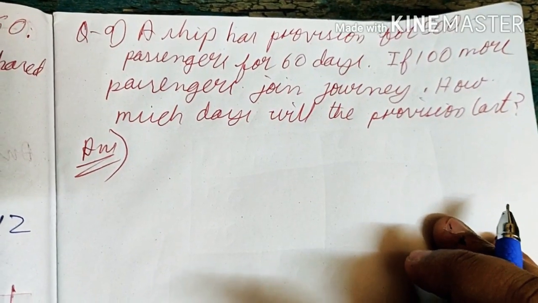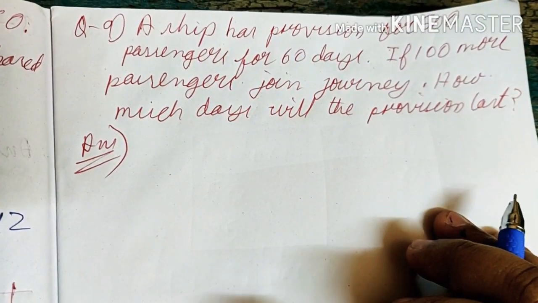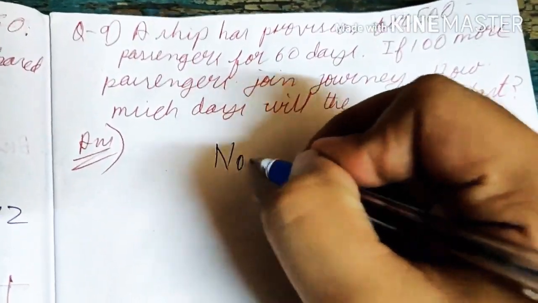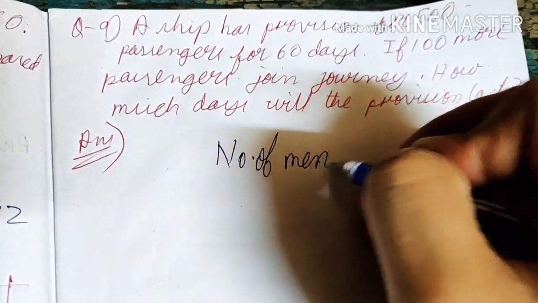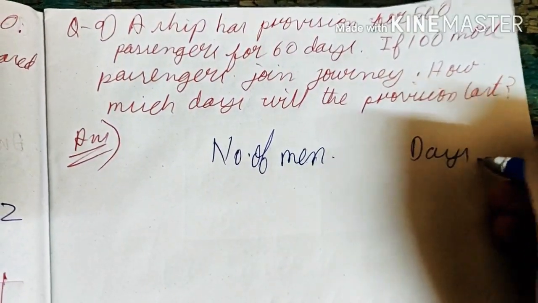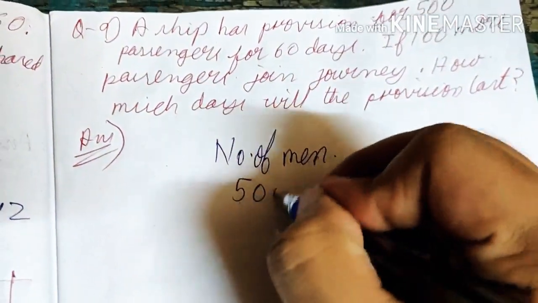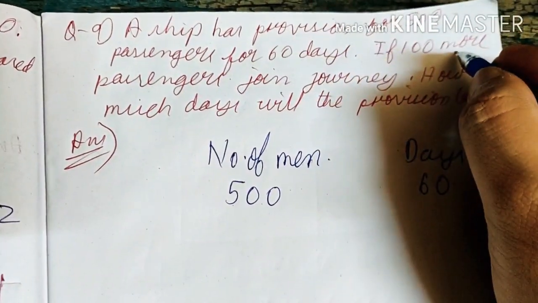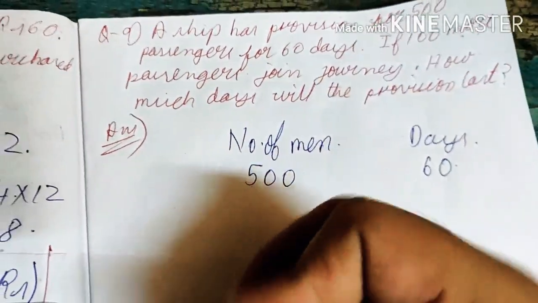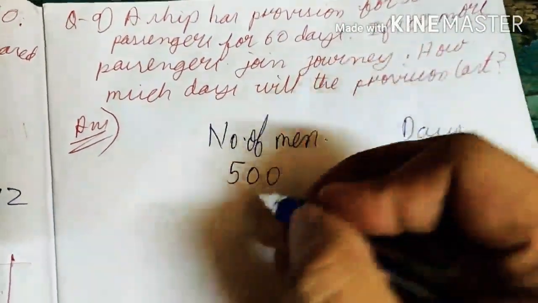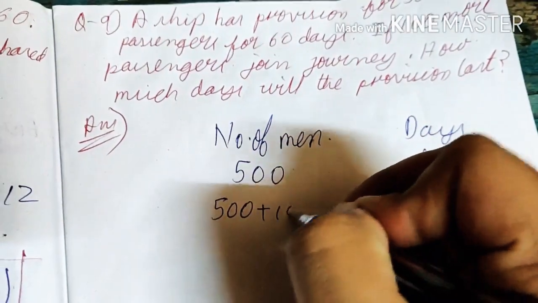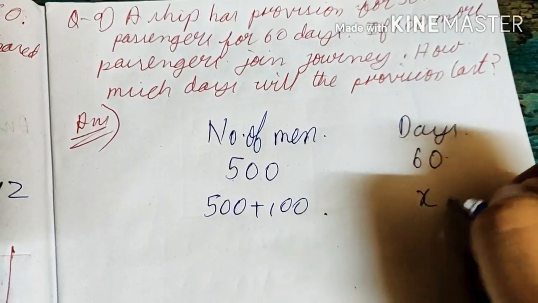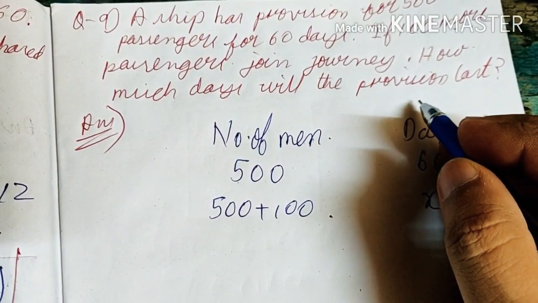Our next question here is, a ship has provision for 500 men for 60 days. We will again construct a table here. Table will be number of men and days. 500 men can eat the food for 60 days, and if 100 more passengers join, the new count of passengers will be 500 plus 100. Then how many days will the food last? So this is x. Provision means food, provision means ration.